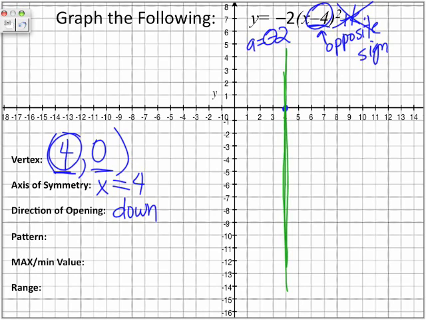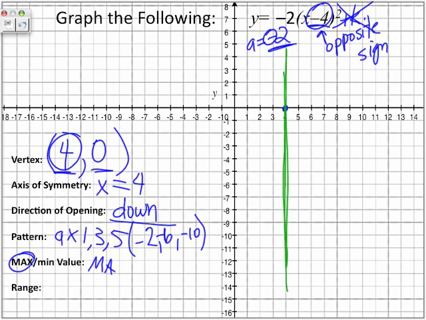Now, in terms of the pattern rule, we take our a value and multiply it by 1, 3, 5. Because our a value is -2, that -2 gets multiplied by 1, 3, 5 to give us -2, -6, and a -10 pattern. Now, because the parabola opens down, we have a maximum value. And that maximum value is going to be at whatever the y value was of the vertex. So it's going to be at y equals 0.